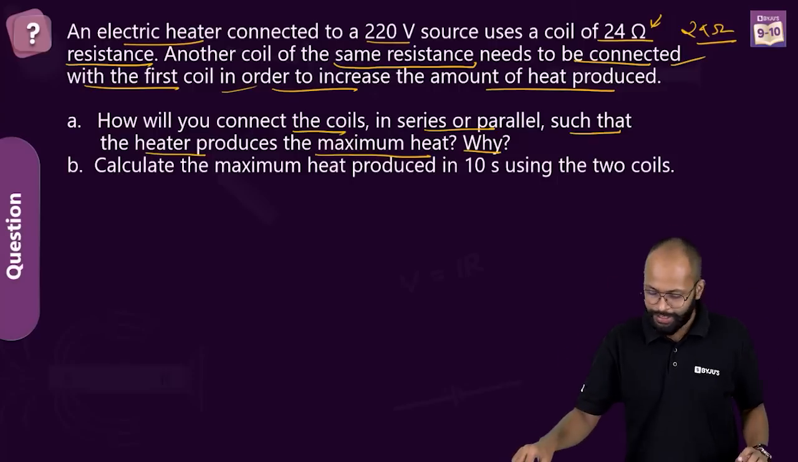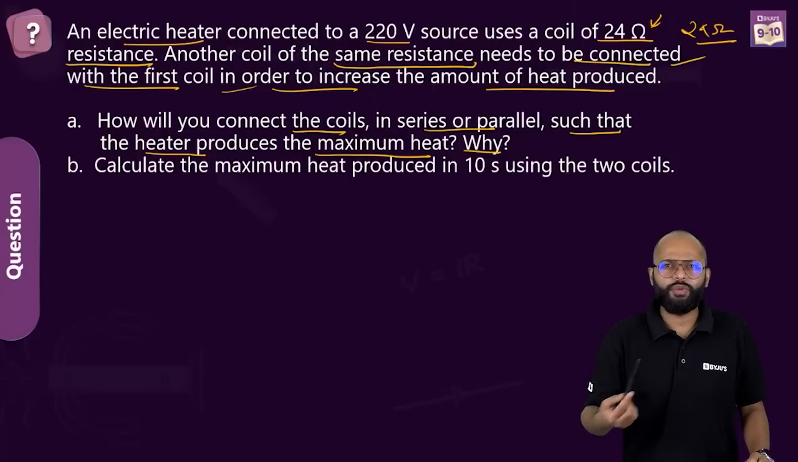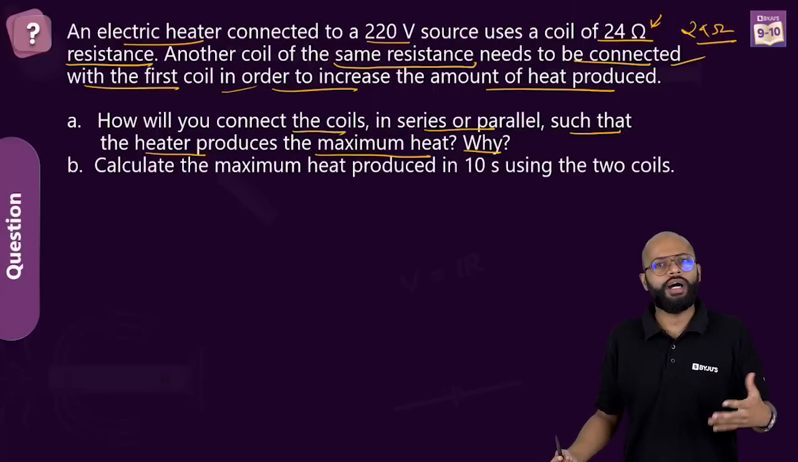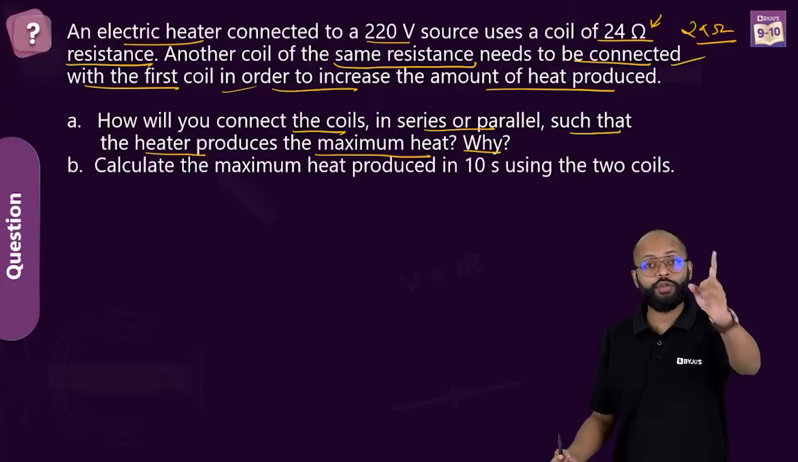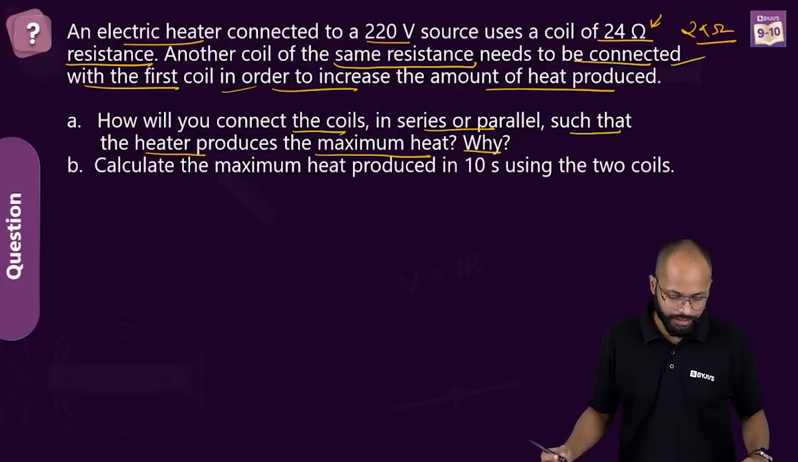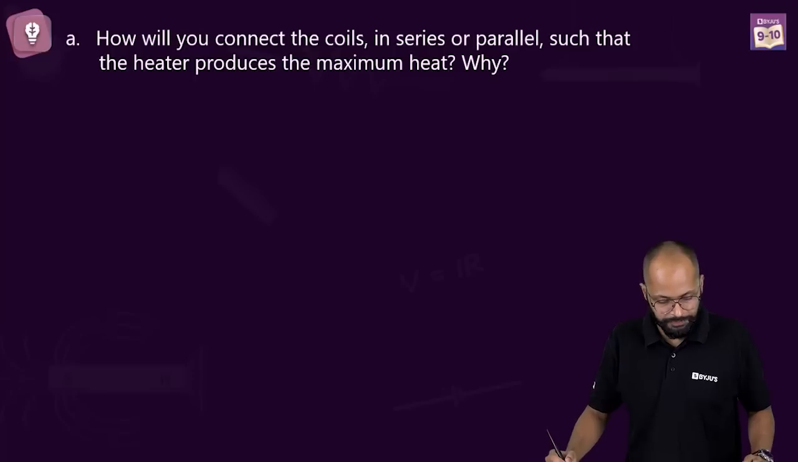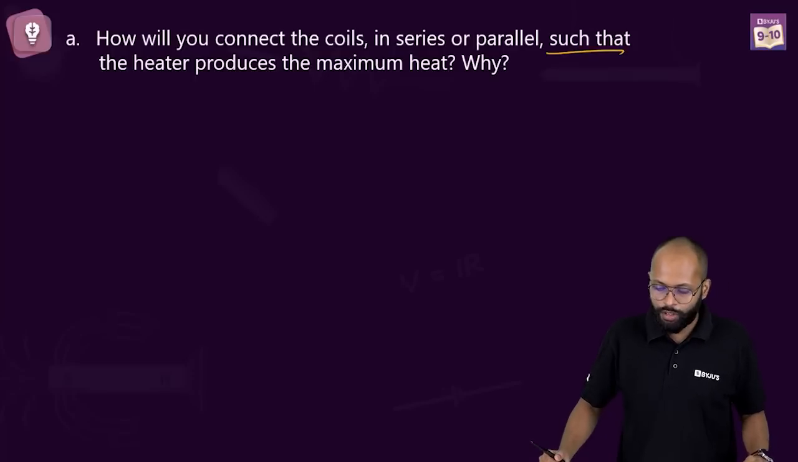Fine. Let's see. And the second part we'll deal with. That's what we do, right? We break the questions part by part. And that's how we solve it. And that's how you are supposed to solve it in exams. Fine. So let's see. The first part, how will you connect the coils? So, series or parallel? What do you think?